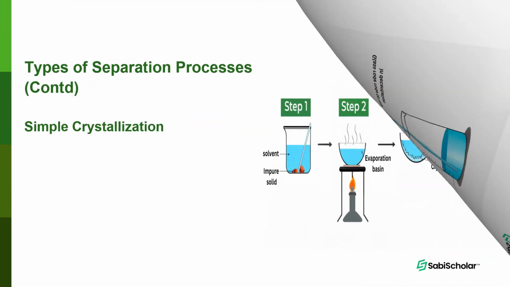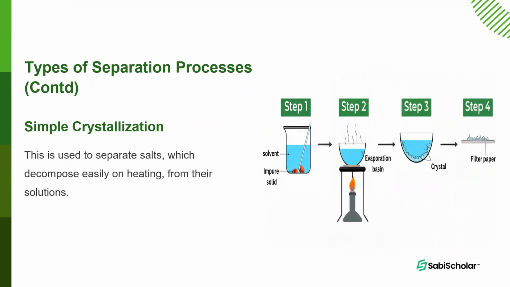All right, simple crystallization. This is used to separate salt, which decomposes easily on heating, from its solution. Now, this is the principle of crystallization. We mix the soluble salt in water, it dissolves. We stir until it dissolves fully. Then we heat so that every one of the salt particles will dissolve totally.